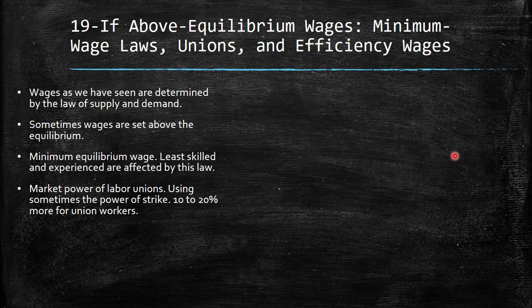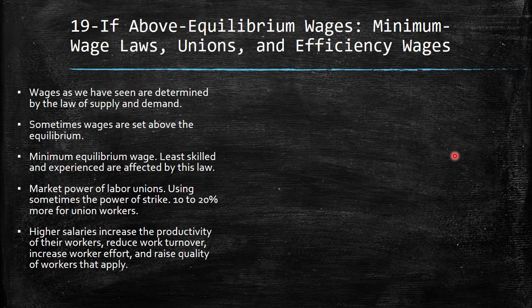So they have higher salary compared to the people that don't belong to a union. The other part is the efficiency wages. We know that higher salaries increase the productivity of the workers. It could reduce work turnover, and definitely it will increase worker effort and raise the quality of workers that apply.